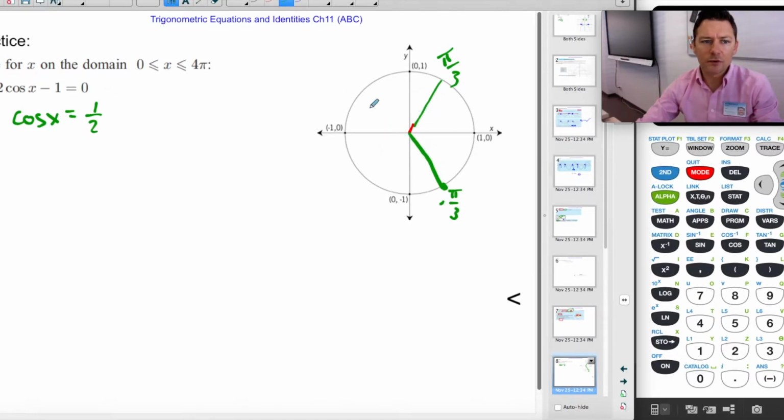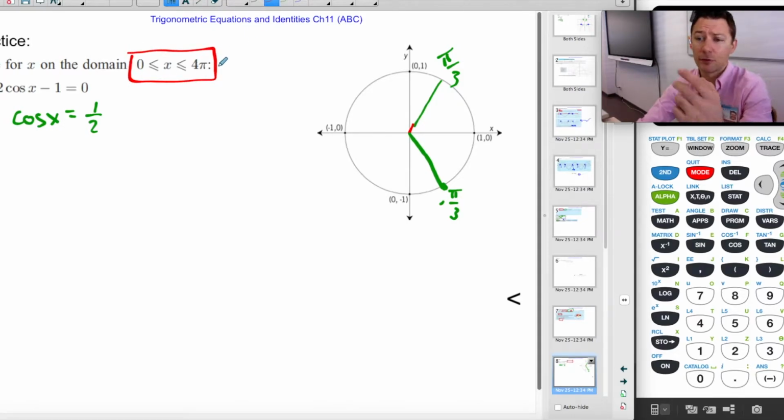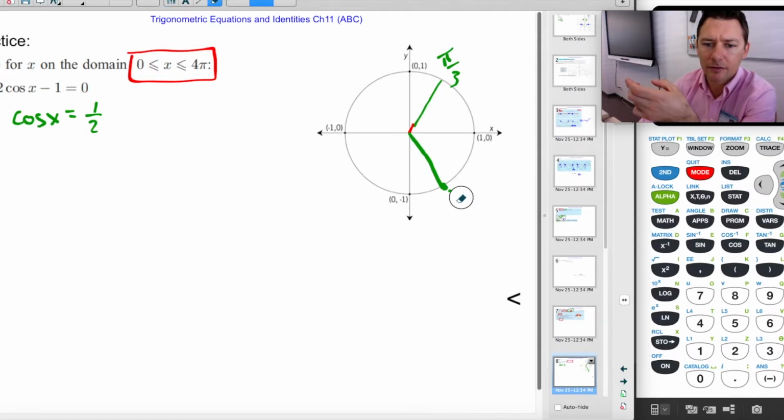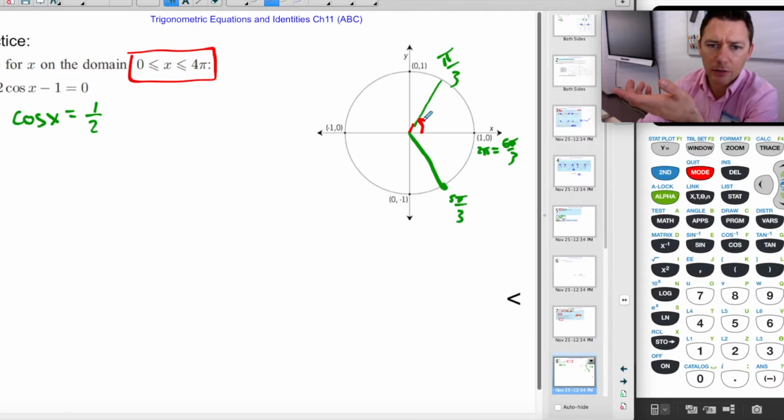So this happens in these 2 spots, and we're just going to count them up as we go from 0 to 4 pi. 4 pi is 2 spins. Since we're only going positive from 0, I'm going to rename this not as negative pi thirds, but as a positive value. If we went all the way around, this is 2 pi, otherwise known as 6 pi thirds. So this should be 5 pi thirds. All right. So here we go. We're starting to spin. We hit this once. So one solution is pi thirds. We keep going, and we hit it again. Another solution is 5 pi thirds.